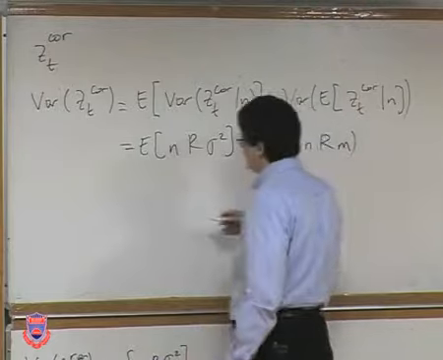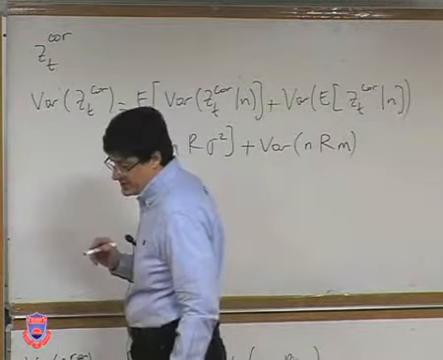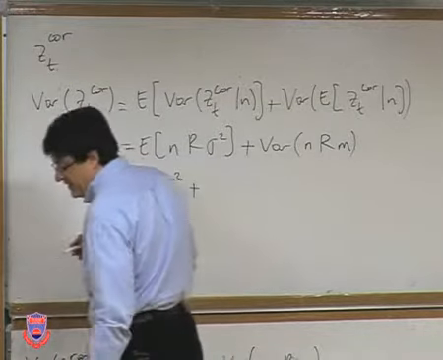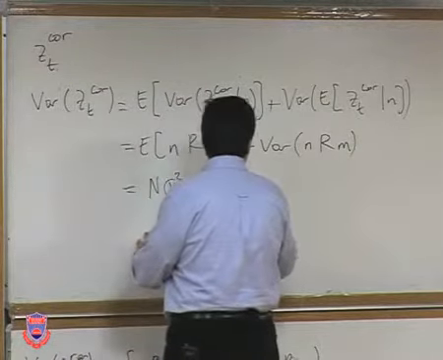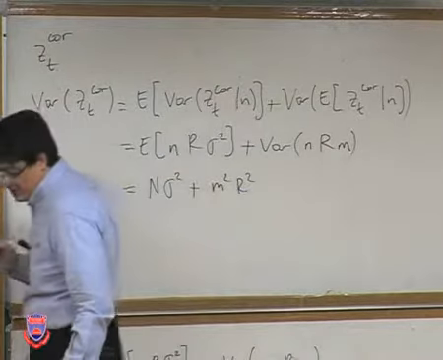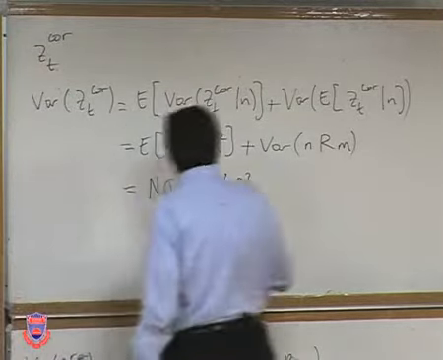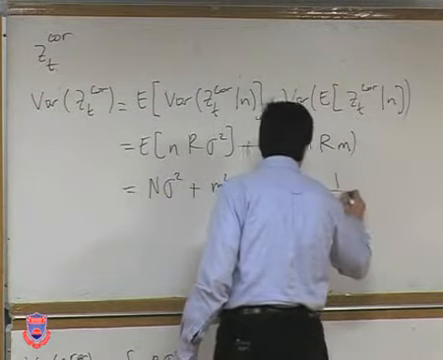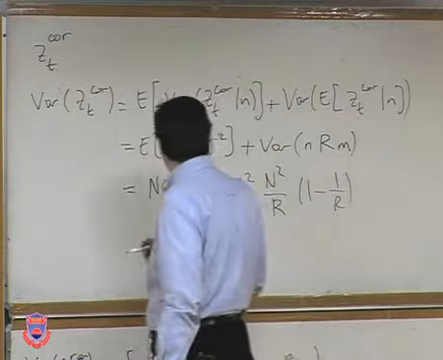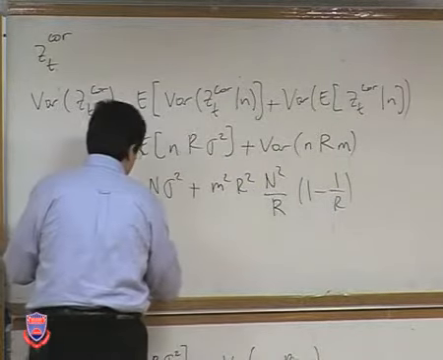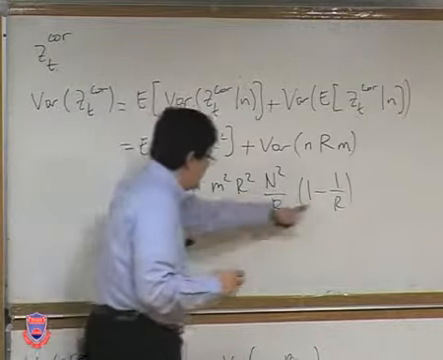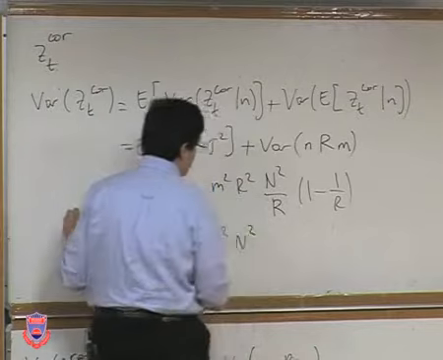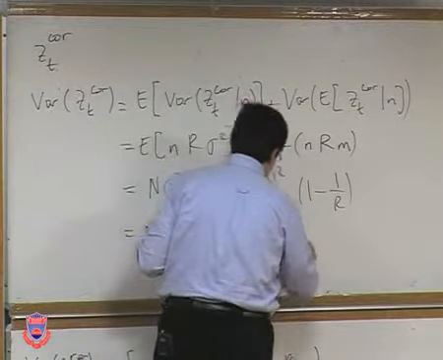And so in this case, this is going to be n sigma square, and the remaining is going to be m square r square, and now we have the variance of n, which is n squared divided by r, times 1 minus 1 divided by r. So by doing similar operations, canceling these r's, we're going to have m square, n square times r minus 1.